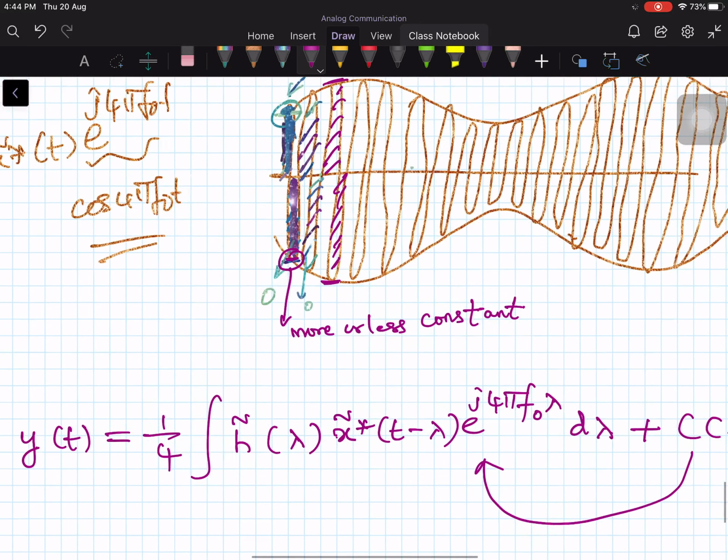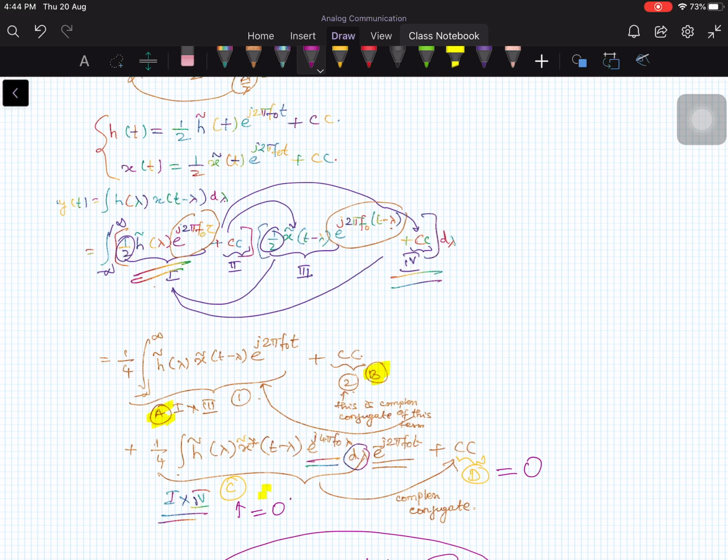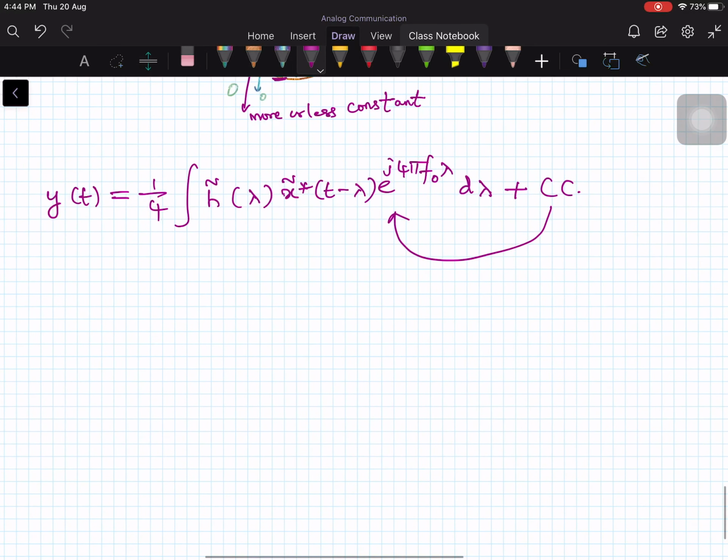One second, please hold on. There is some slight confusion here. I think I have made some mistake. I don't know which mistake. Let me figure it out. Yeah, it's correct only. There is no mistake. I thought this one is not lambda. That is a problem. So this is wrong. This one is wrong. Look at here.